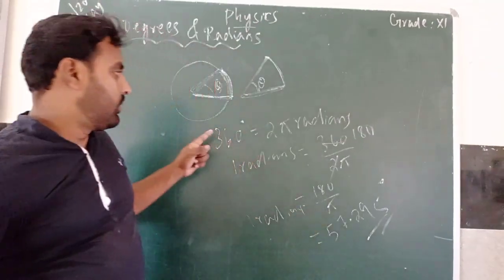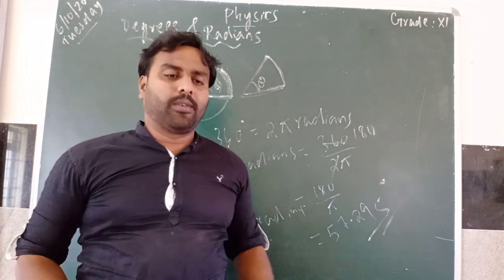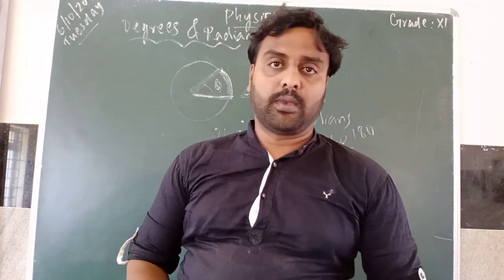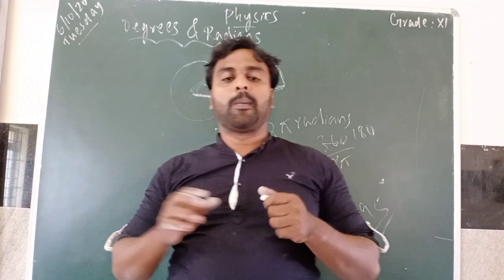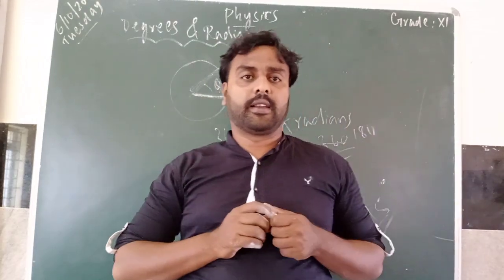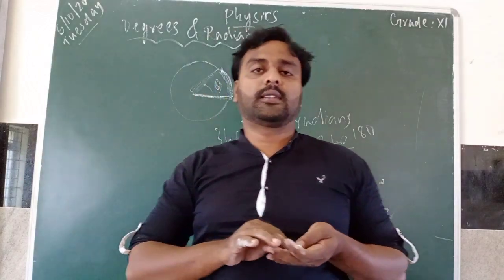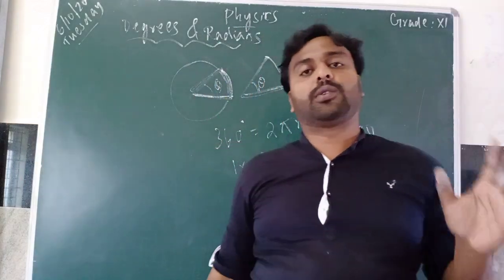This is how 1 radian is calculated. It is nearby 57 to 58 degrees. That is what we are saying is 1 radian. Understand now? Degrees and radians. Degrees and radians, we use to measure what?